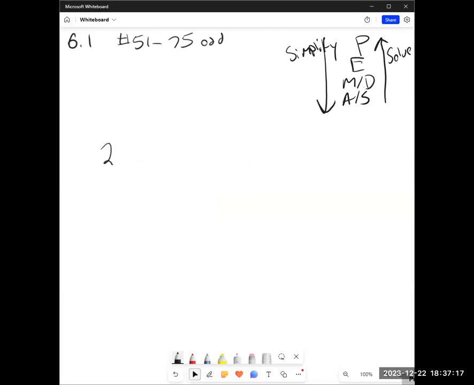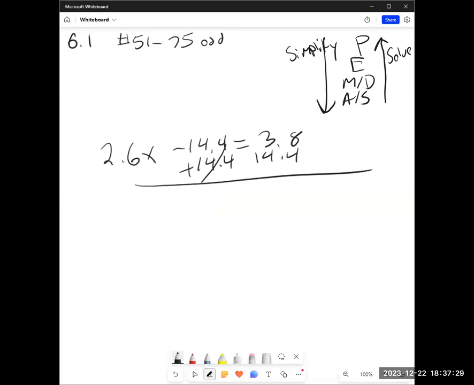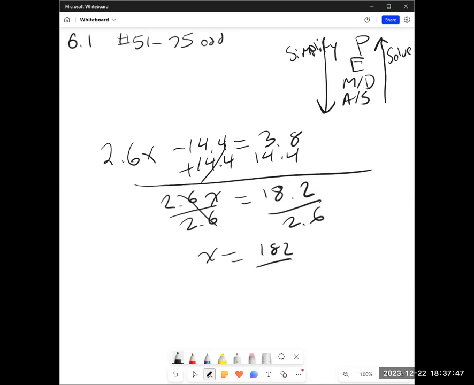And I have 2 6/10 x minus 14 4/10 is equal to 3 8/10. So I'm going to add 14 4/10 to both sides. And then I want to divide both sides by 2 6/10. So x is going to be equal to 182 divided by 26. So I can multiply this by 10 over 10 to slide that decimal place to the right and that decimal place to the right. Both are even numbers, so I'm going to reduce this.